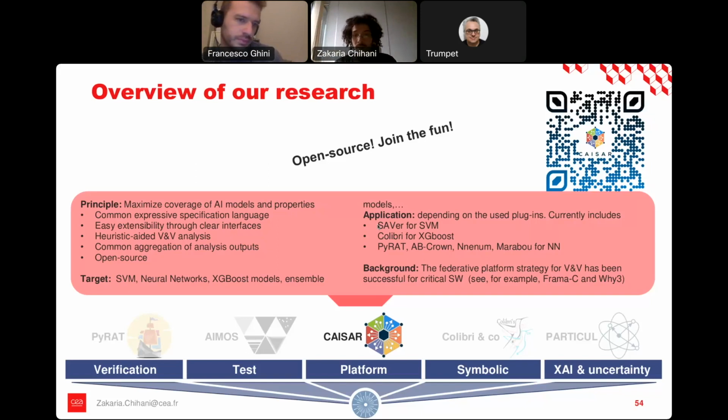So this is the Kaiser platform. You can also visit the website if you like, and it's open source. So if you want to test it or to include one of your tools in it, then get in touch with us, and we'll be happy to discuss.